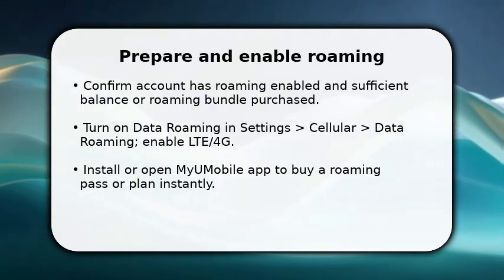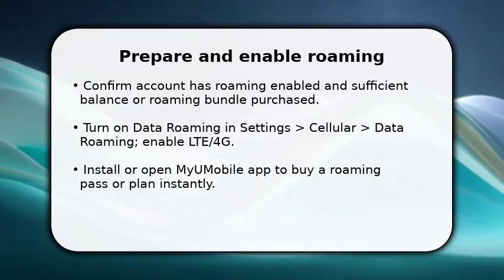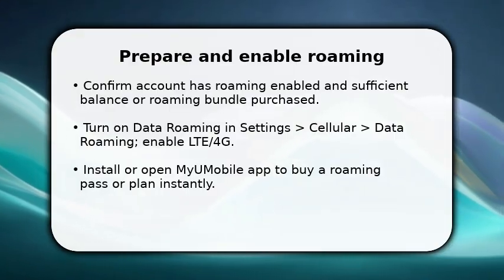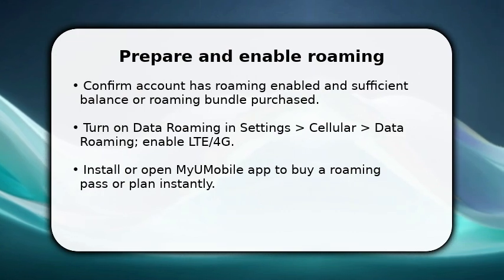Once done, open the My U-Mobile app or website, search roaming plans, choose the country, and purchase the specific roaming data pass. This is the required step to avoid blocked data. Make sure you note the pass duration and data cap before moving on.